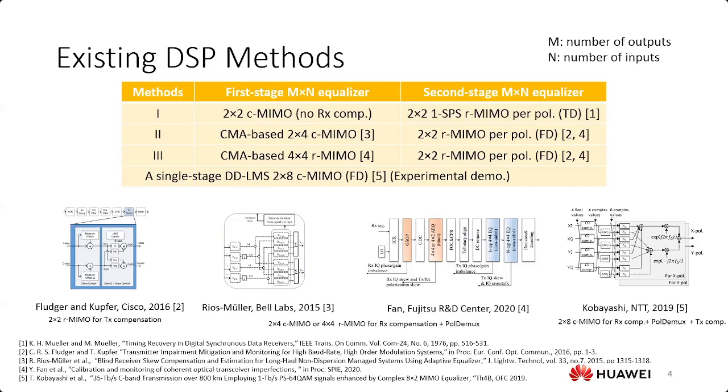And there has been a paper from OFC 2019 from NTT mentioning we can use a single stage 2x8 MIMO equalizer to compensate both transmitter and receiver impairment. However, the principle in this paper is not well explained. We don't know how to extract the transmitter and receiver impairment at the same time.